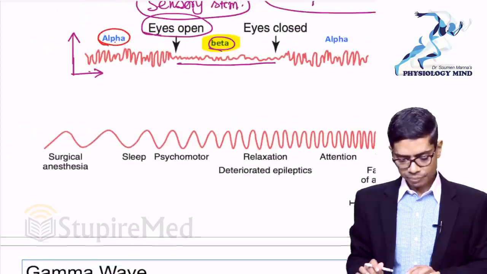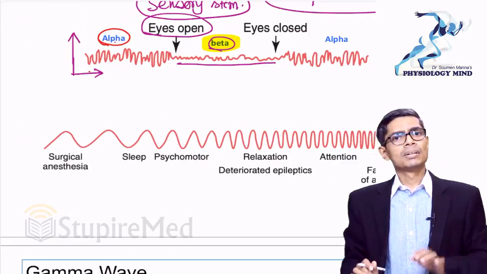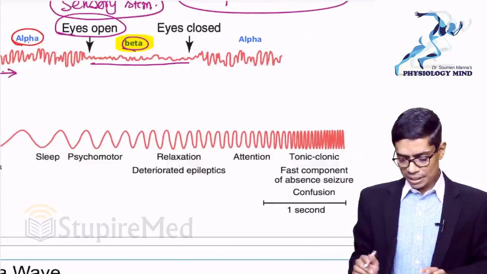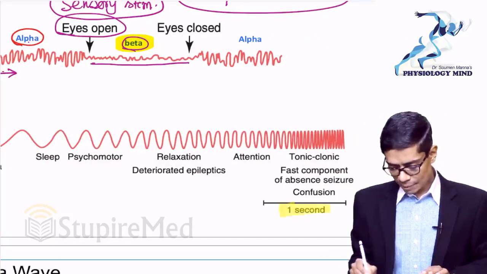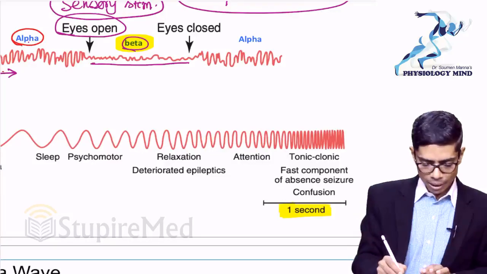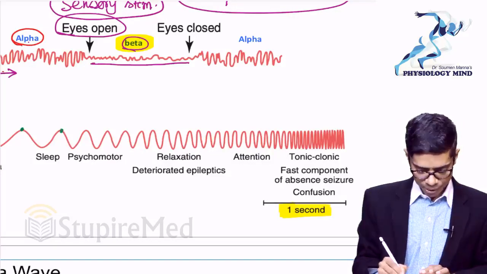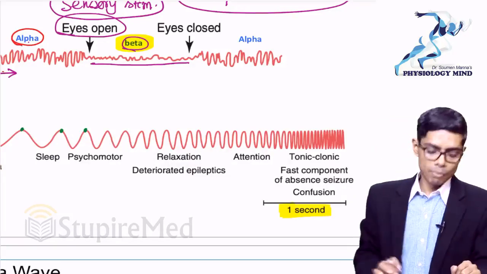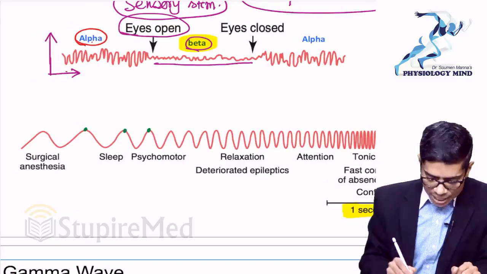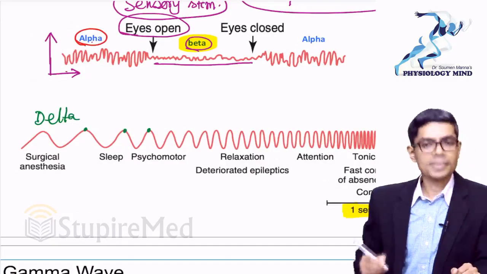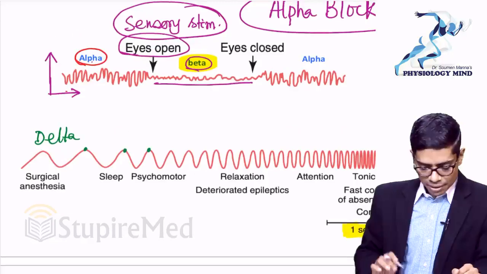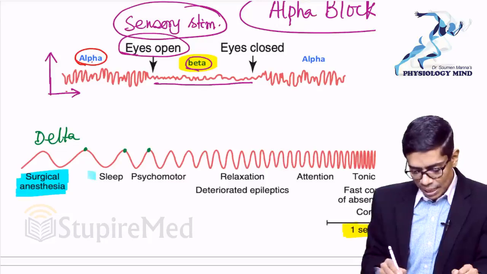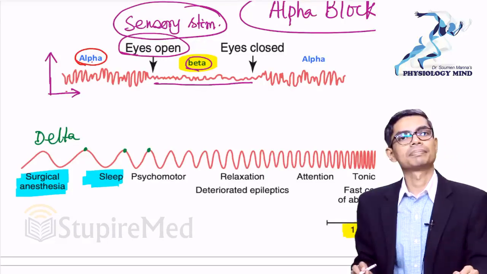Second diagram. So I told you frequency is proportionate to brain activity. Okay. So suppose here the time scale is given as 1 second. Within this 1 second, you are counting the peaks here. Suppose only 3 peaks. So 3 Hz. What is the wave? So this is generally delta. Delta wave is seen in case of surgical anesthesia and deep sleep, right?